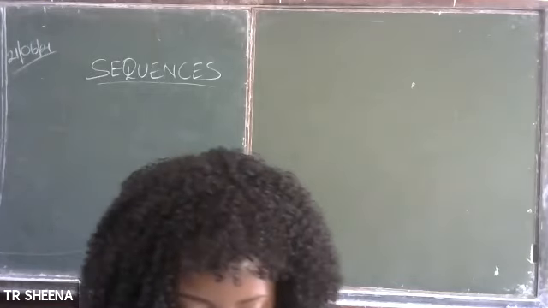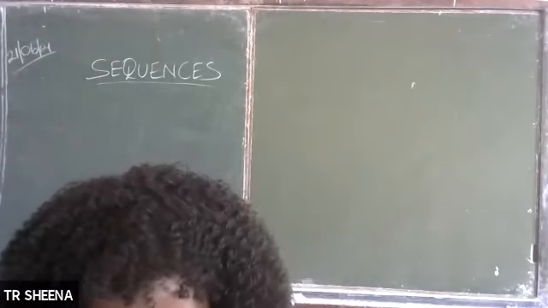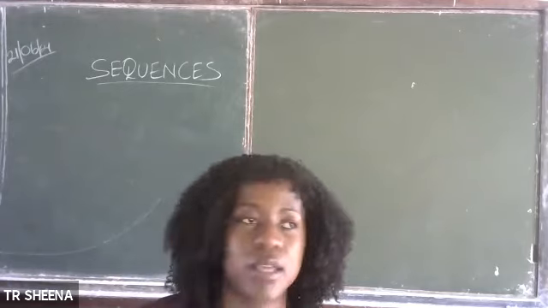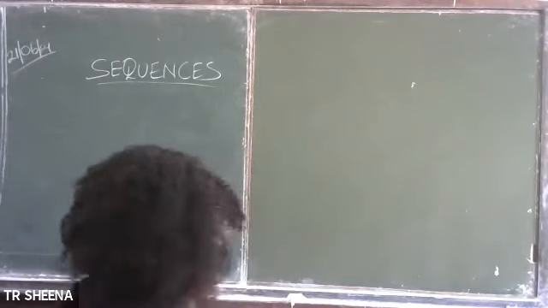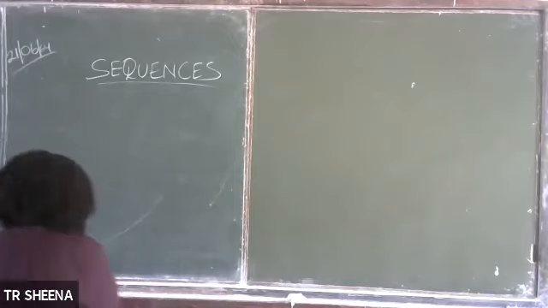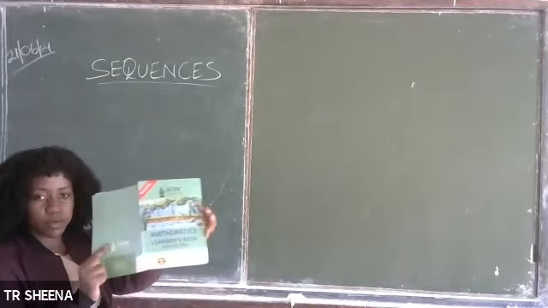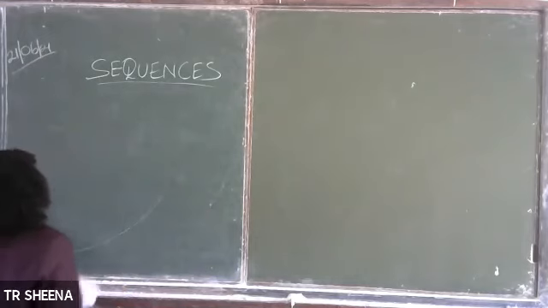For example, let me put a particular sequence on the board, and then people will tell me the next number and how they are getting it, okay? I'm still using the prototype book, the NCDC prototype book.